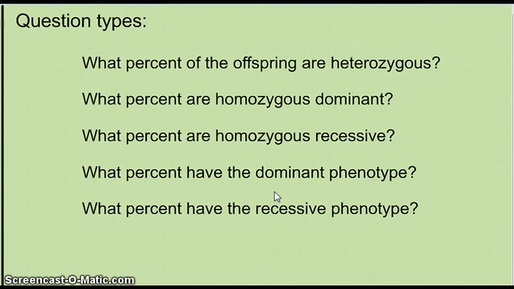The upper left, the upper right, and the lower left are all tall plants with the homozygous dominant and the 2 heterozygous individuals. So 75%, or 3 out of 4, will have the dominant phenotype, and that leaves 1 with the recessive phenotype, 1 out of 4, which is 25%.